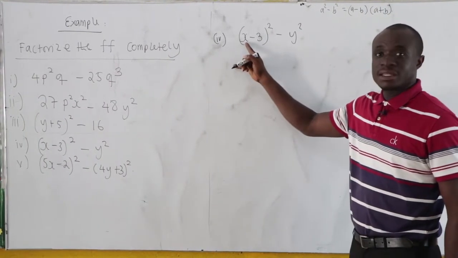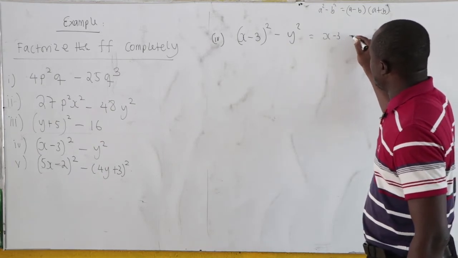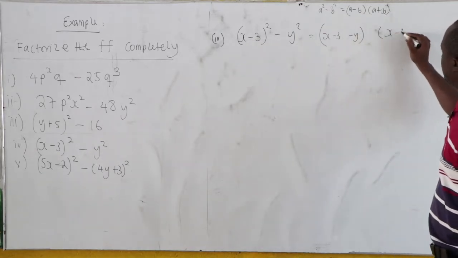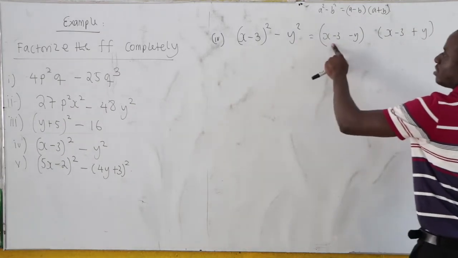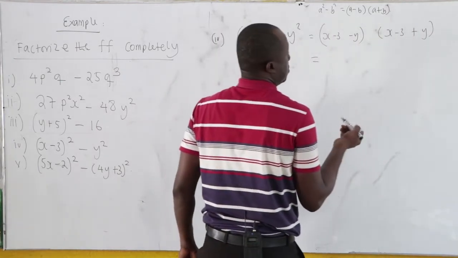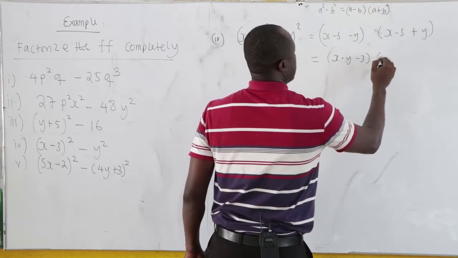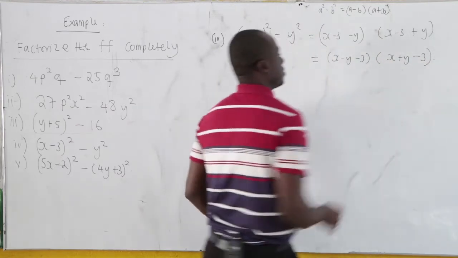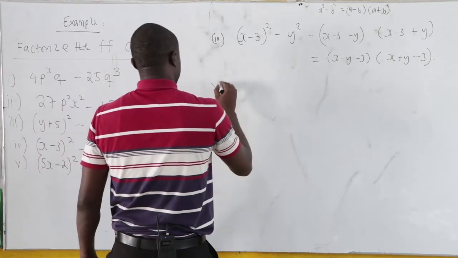In this case, our A is x minus 3. So this is our A minus B, and then A plus B. Our A is this, our B is this, so A minus B, A plus B. And here, what can I do about it? There's nothing I can do about it. I just write x minus y minus 3, and then x plus y minus 3. That is all.